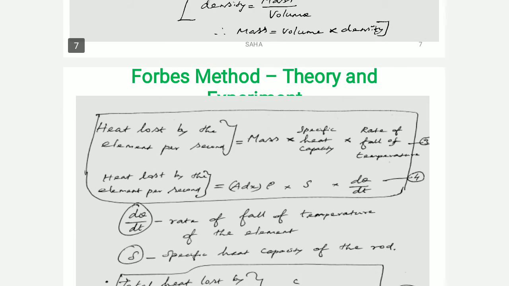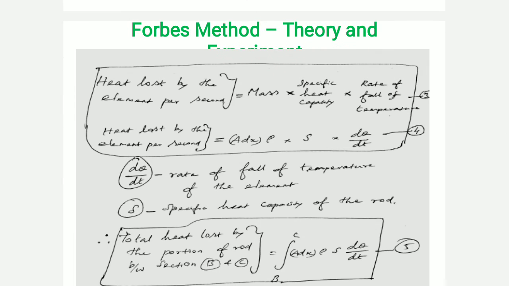So heat lost by the element per second is equal to the heat formula: mass into specific heat capacity into rate of fall of temperature. That is equation number 3. Then, in equation number 3, we can substitute the known values and get equation number 4. Heat lost by the element per second is equal to mass, which is A dx rho, into S into d theta by dt. Here d theta by dt is the rate of fall of temperature of the element. S is the specific heat capacity of the rod.